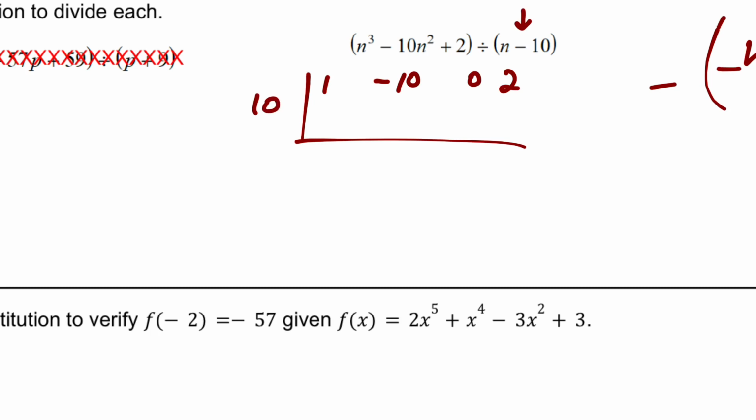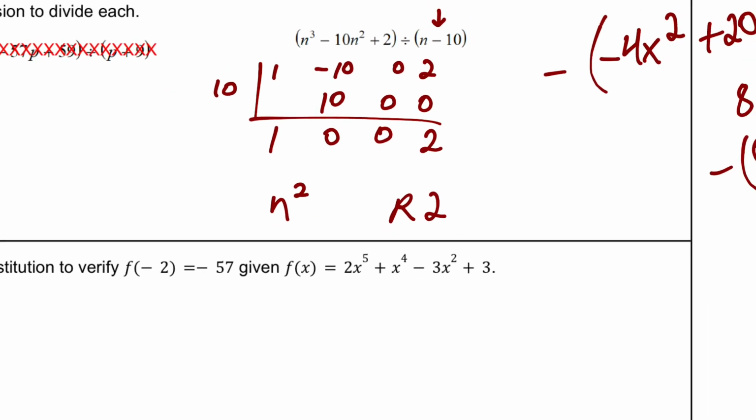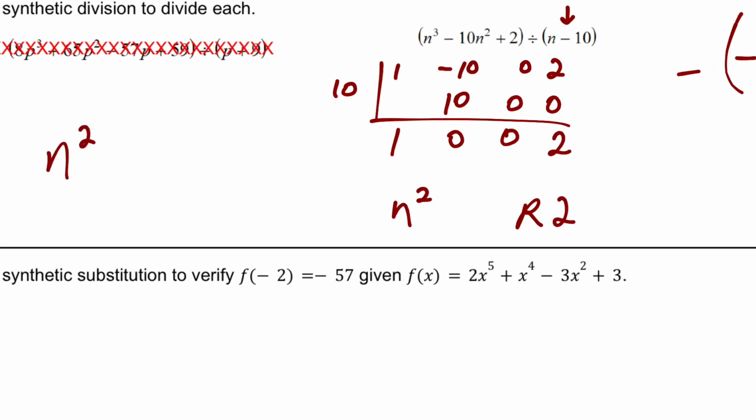So I look at my first column, and I add this straight down, and I get a 1. Then I multiply 1 by 10, and I get 10, and I add that column straight down, I get 0. 0 times 10 is 0, add it straight down, do it again, and here's my answer. So this is n squared, remainder 2. I can also write that as n squared plus 2 over n minus 10, because my denominator is always what I'm dividing by.